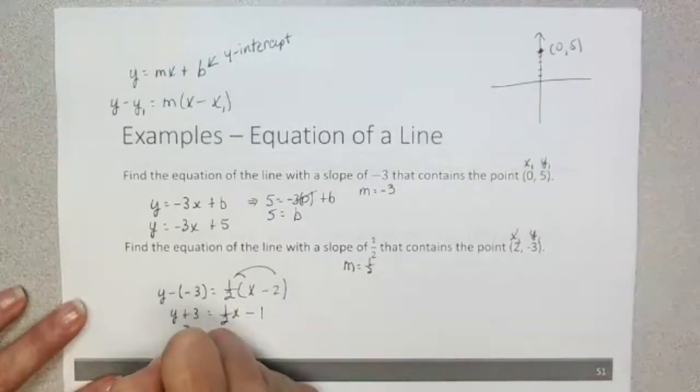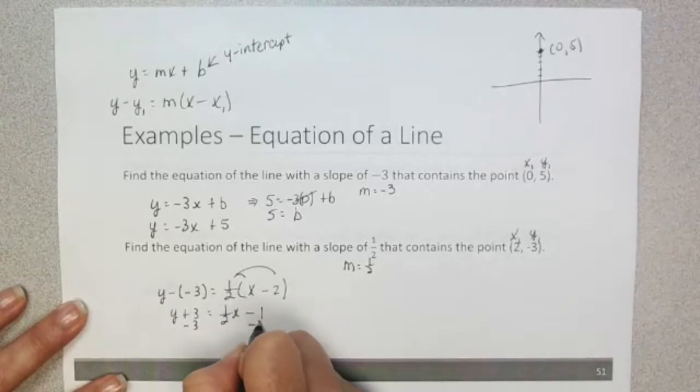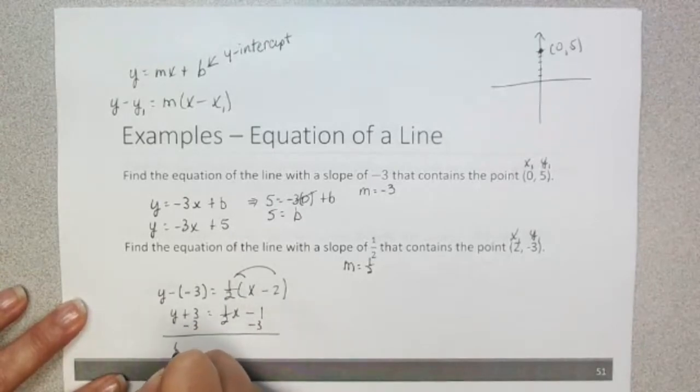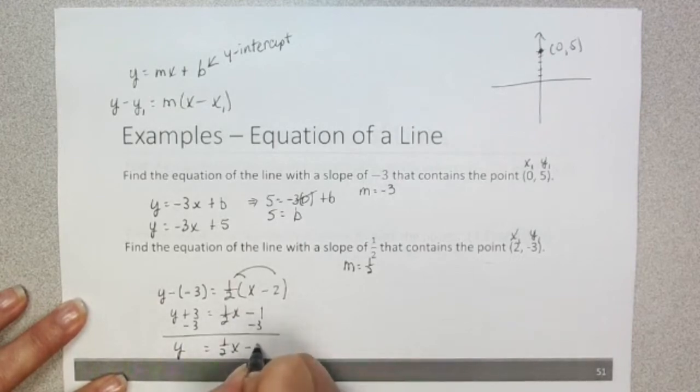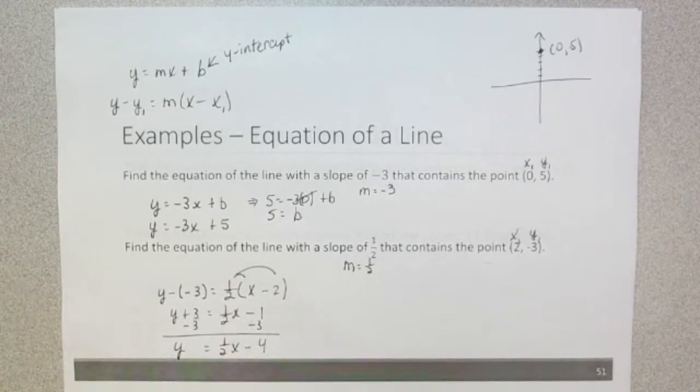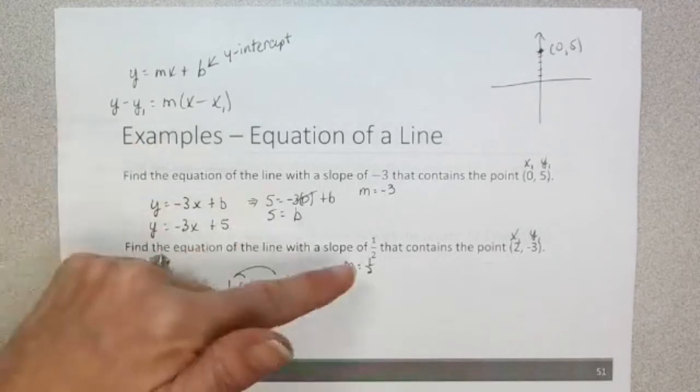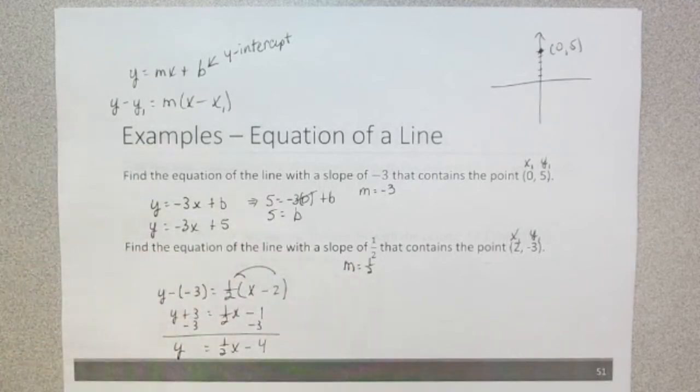Solving for y only requires one more step. Subtract the 3 from both sides. So then y is equal to 1/2 x minus 4. So that was easy for this one. All I have to do is plug and then solve for y.